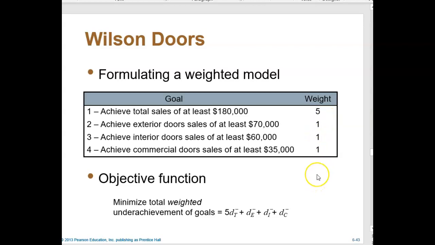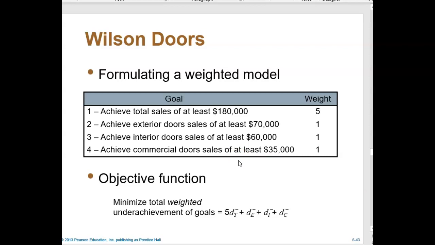So now that we have formulated Wilson's GP model with the four goals, how do we solve it? There are two approaches that we can use in practice to solve this GP model that we just created. The first one is weighted goals. And in this video, we're going to do an example and solve for the weighted goals model. In the next video, we'll talk about the second approach, which is the ranked goal approach. So let's solve it as a weighted model.